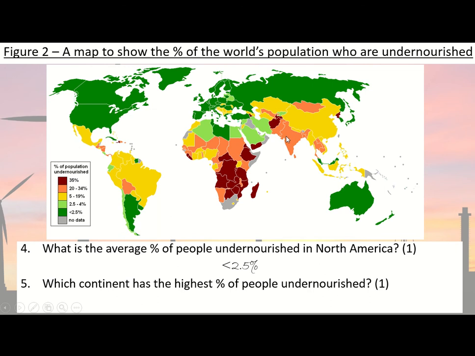I mean, India, you can see, has got 20 to 34% people undernourished. Mongolia and other parts of the Middle East as well have got undernourishment in quite a lot of numbers. But Africa by far is the most undernourished continent on the planet. Again, pretty standard stuff, but worthwhile practicing these skills.